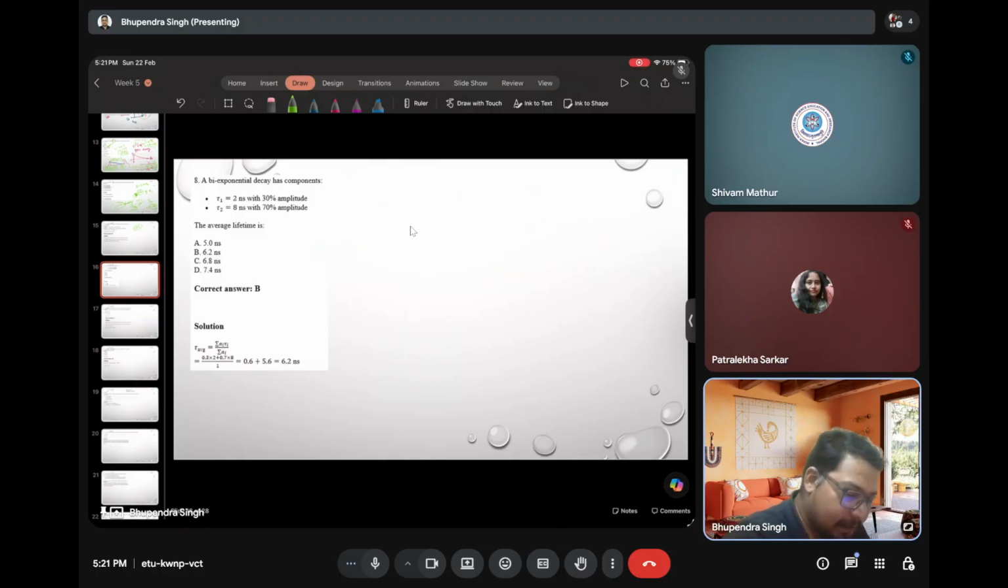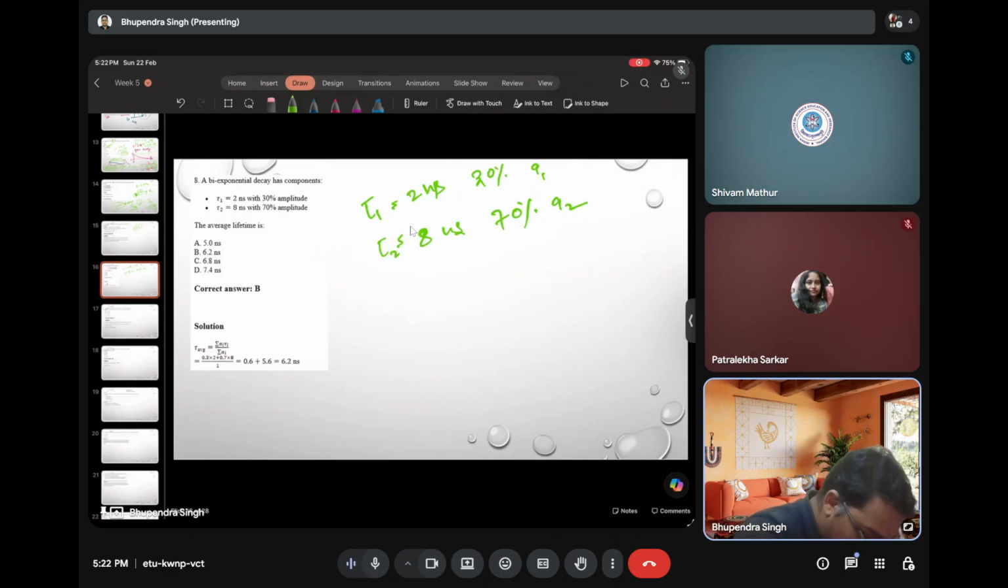This question is saying a bi-exponential decay has components tau 1 and tau 2, 2 nanosecond and 8 nanosecond, with 30% and 70%. These are the amplitudes A1 and A2. The average lifetime is asked, so we have to calculate the tau average. Tau average is (A1 T1 plus A2 T2) divided by (A1 plus A2).